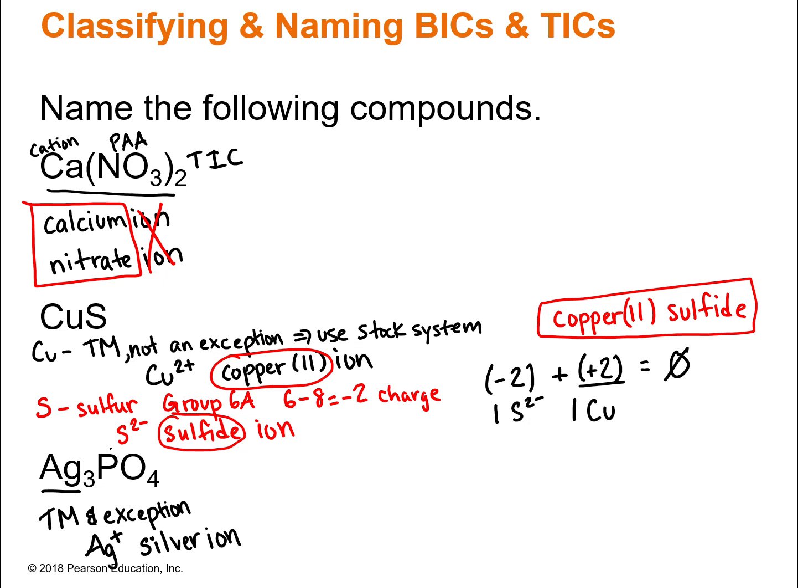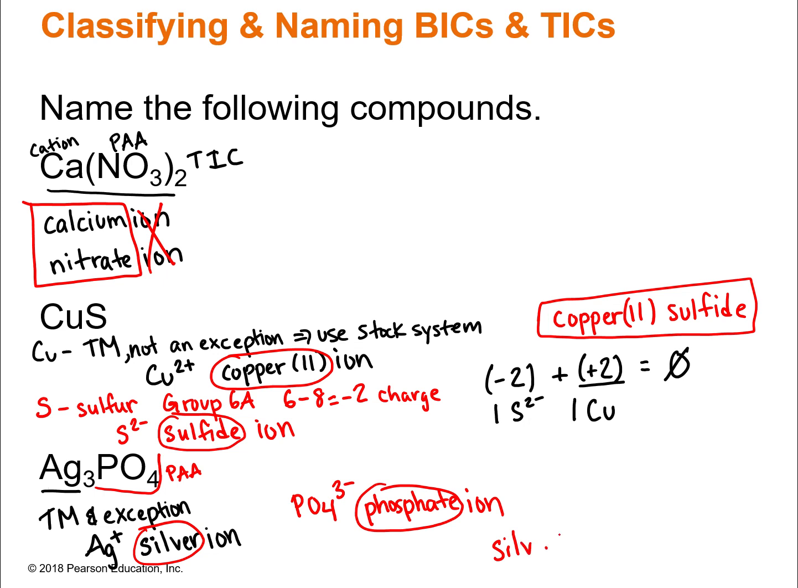PO4, that is one of those polyatomic anions. So you need to look on the sheet for that. What you'll find is that's the phosphate ion. We take the first word from each of them, get rid of that ion, and the name is silver phosphate.